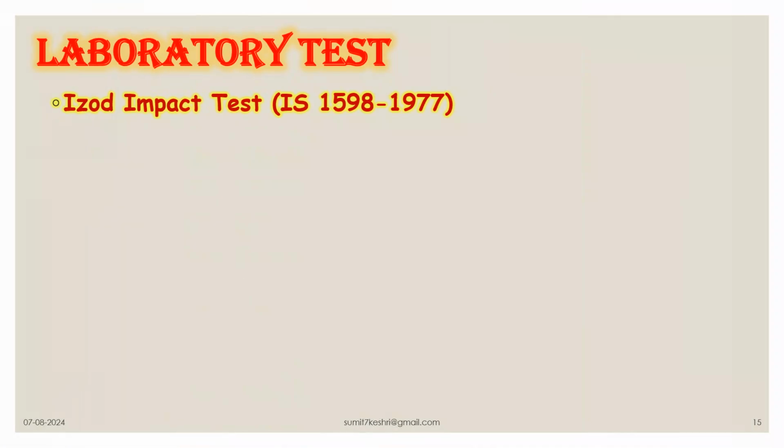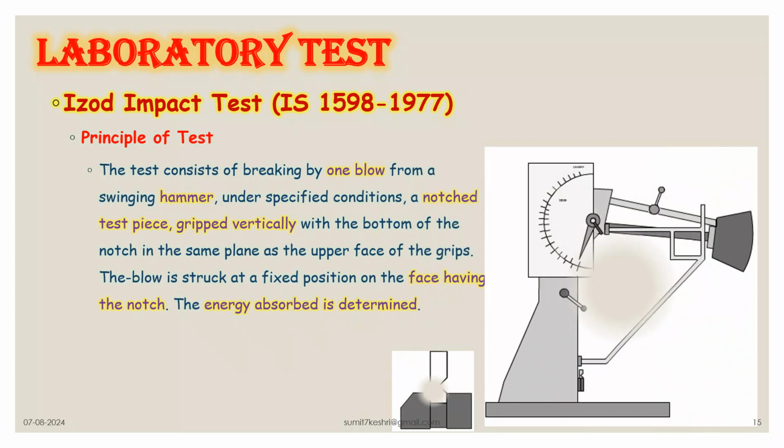As mentioned earlier, IS 1598 is the IS code that deals with Izod impact testing. Izod impact testing machine consists of a pendulum suspended from a short shaft that swings midway between two rigid upright stands supported on a rigid base. The knife edge or striking edge is slightly rounded, as it can be seen in this figure.